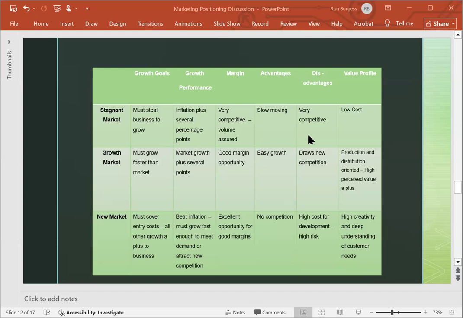The value profile ends up being you have to develop a low cost with appropriate and/or better quality overall value in order to stay in the market. In the growth market, in order to be successful, you have to grow faster than the market itself. Because if you grow at the same rate as the market, you'll just have the same piece.